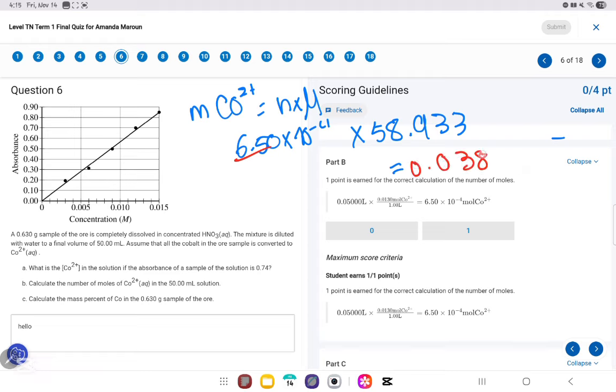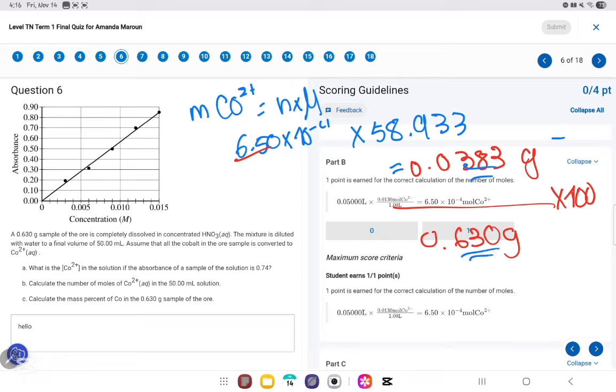So I can change it to 0.0383 grams. Now I will put it over the total mass, which is 0.630 grams, right? So it's going to be 0.0383 grams over 0.630 grams, and then don't forget to multiply it by 100 to get the percent. Now, of course, we need to take it to the correct significant figures, which is 3. So it's going to be 6.08%. I hope I'm correct.